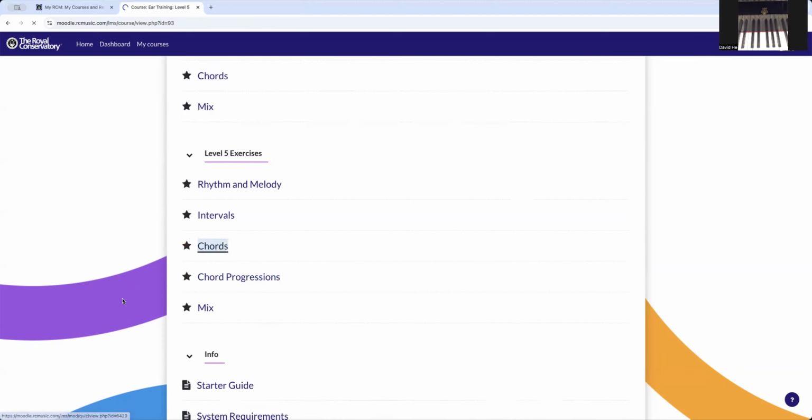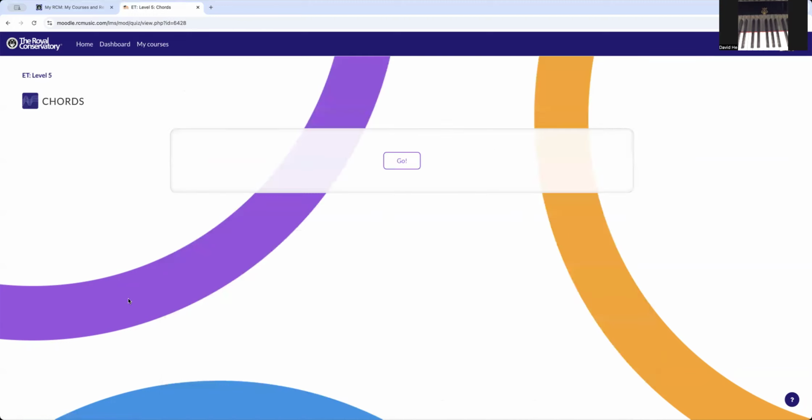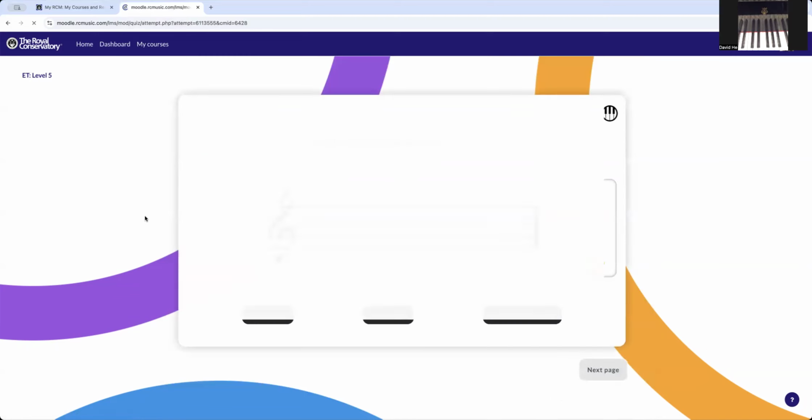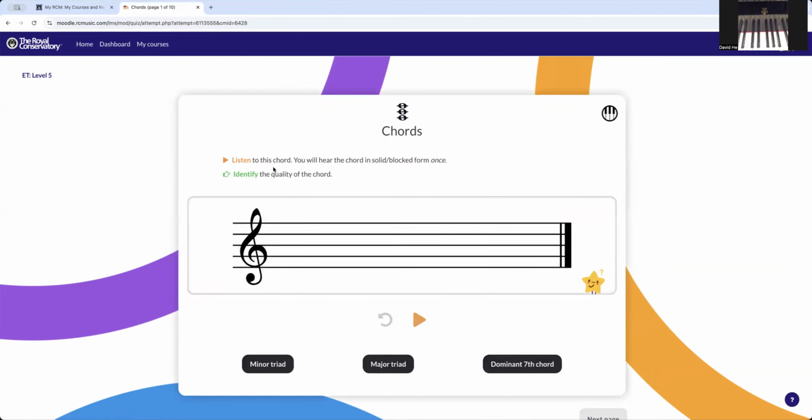Okay, let's quickly take a look at chords and then we're going to conclude this class. So this one's level 5. Listen to this chord. You will hear the chord in a solid and blocked form once. Identify the quality of this chord, only the quality. It's either minor, major, or dominant seventh. This one is only for the intermediate and advanced level.